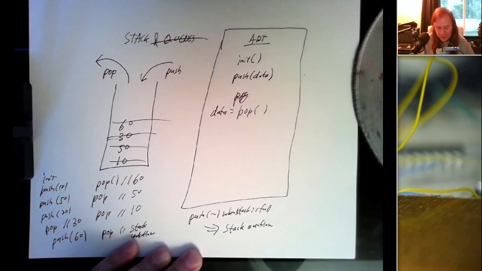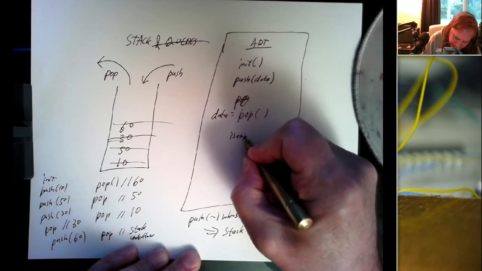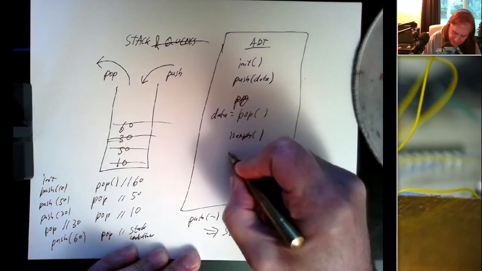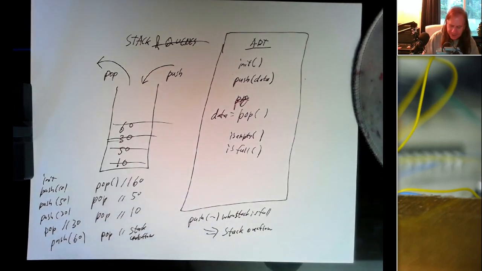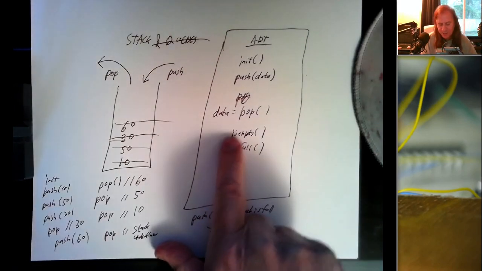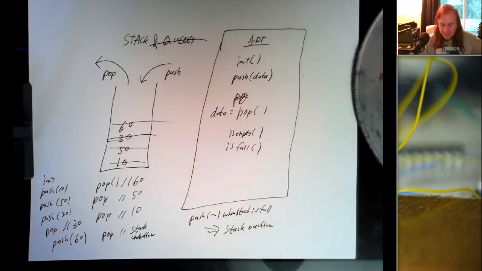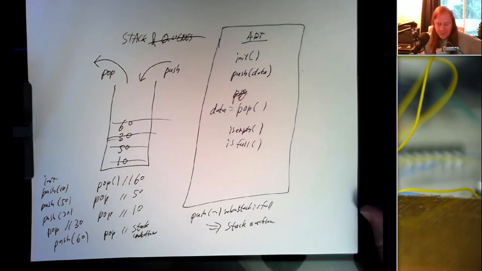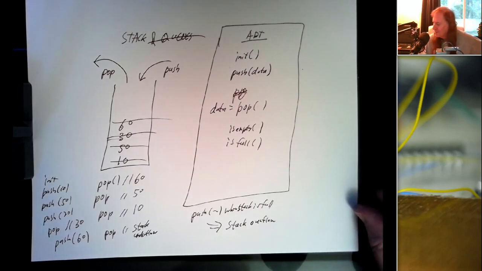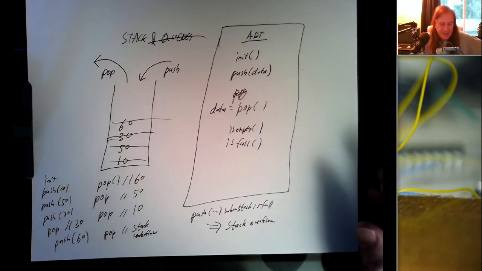So we might want two other routines in here. We might want a routine called isEmpty, and another one called isFull. And isEmpty will tell us is the stack empty, so we know not to pop. isFull will tell us is the stack full, so we know not to push. And that is a very comprehensive set of functions to interface with an abstract stack. Alright, so that's a stack as an abstract data type.